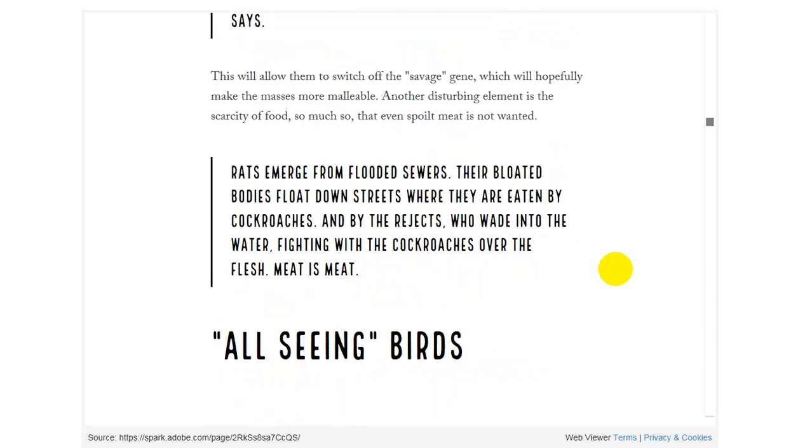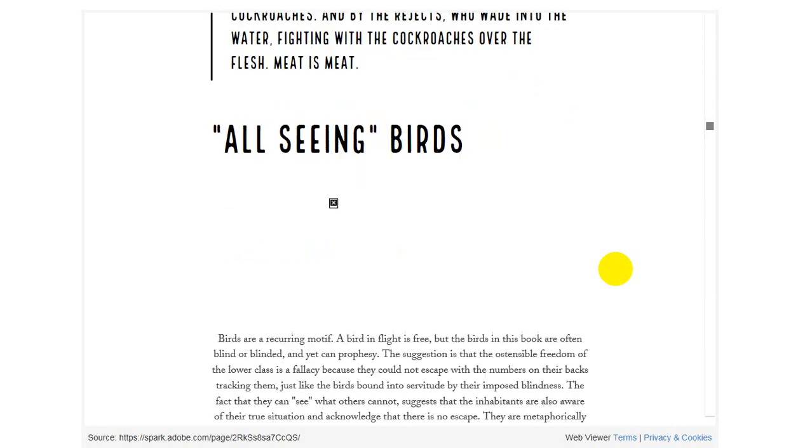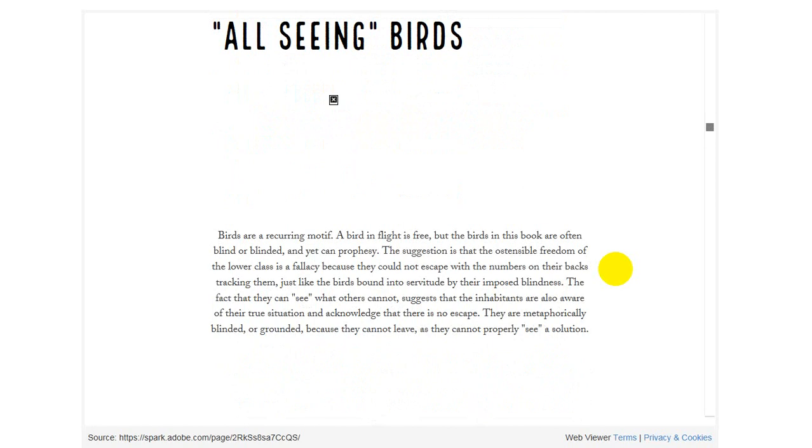And another disturbing element about the scarcity of food is that any food, no matter how spoilt or rotten it is, is eaten. Nothing is wasted. The rejects wade into the water, fighting with the cockroaches over the flesh. Meat is meat.